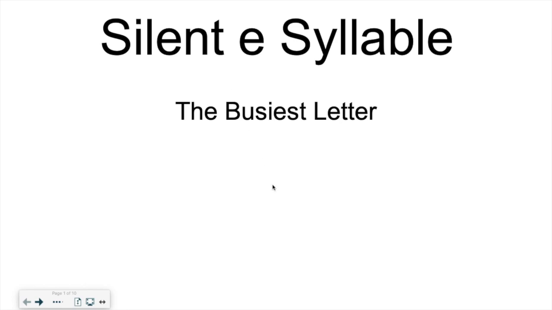Today I'm going to teach you about a new syllable type called the silent E syllable or the V-E syllable. So the thing about the letter E is that it's kind of like the busiest letter. The letter E is helping out other vowels all the time. Sometimes it's being a vowel by itself. It always has so many different things to do. And today you're going to learn about a syllable type that has the letter E in it every single time.